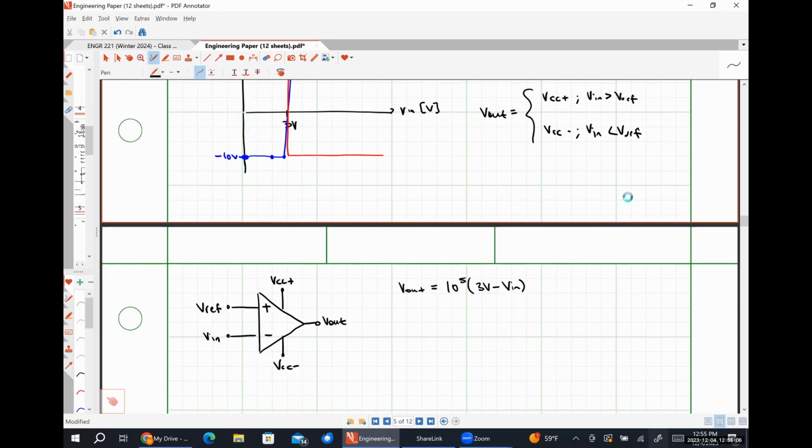So we could say our output voltage as a function of input voltage is going to be VCC plus for VN less than V reference, and VCC minus for VN greater than V reference.